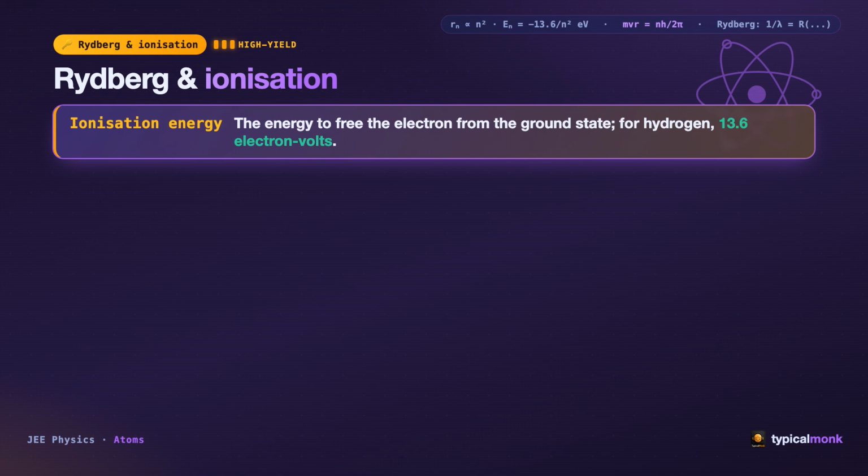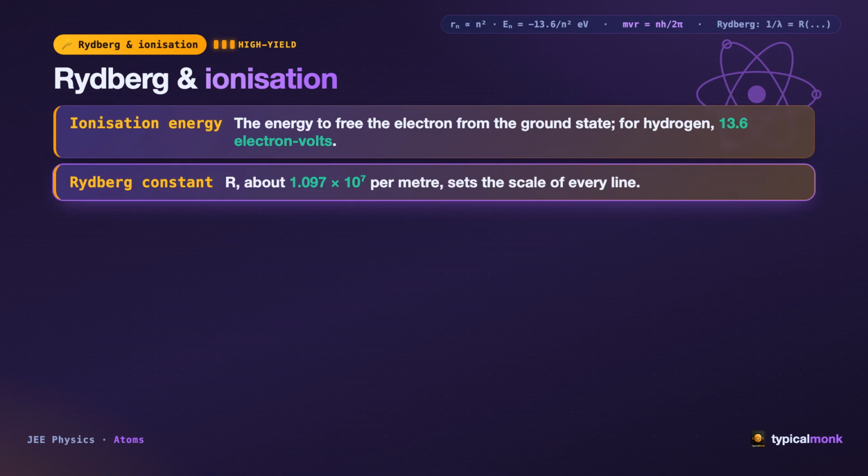Now, the Rydberg constant and ionization. Ionization energy: it is the energy needed to free the electron from the ground state, and for hydrogen, that is 13.6 electron volts. The Rydberg constant, R, is about 1.097 times 10 to the 7 per meter.